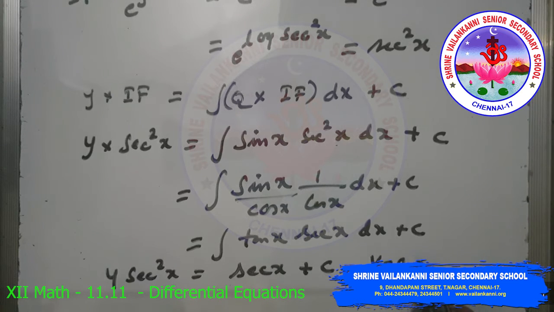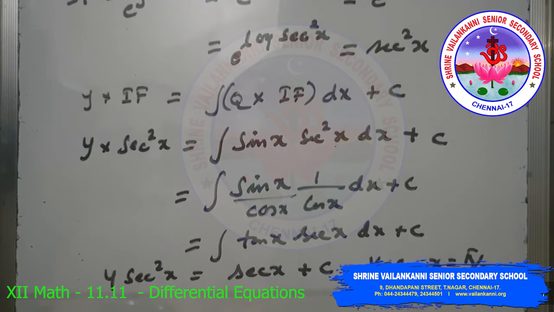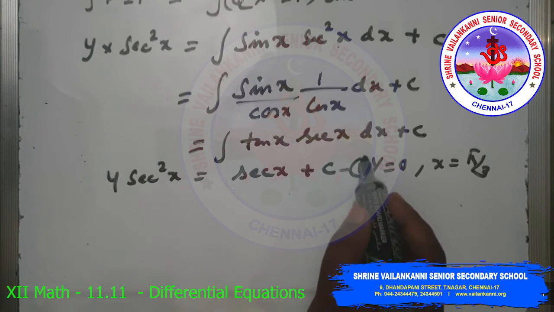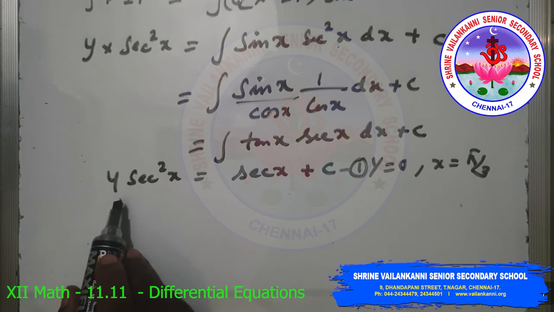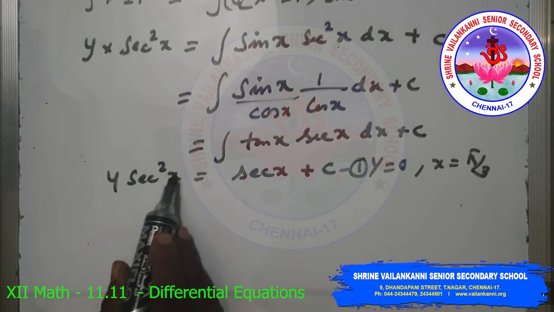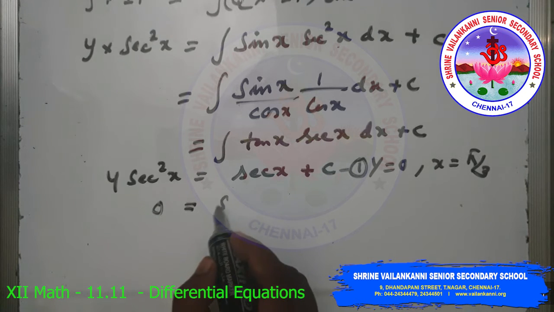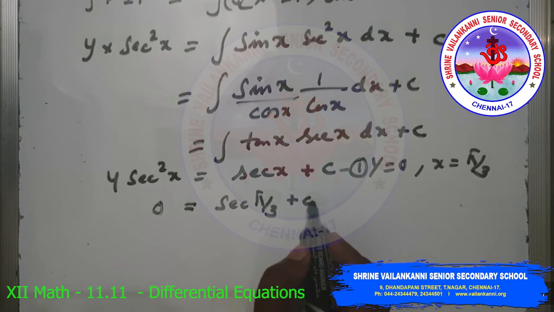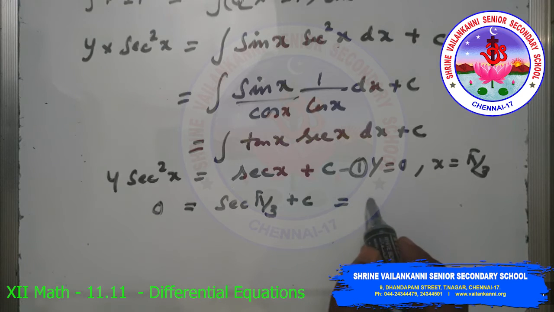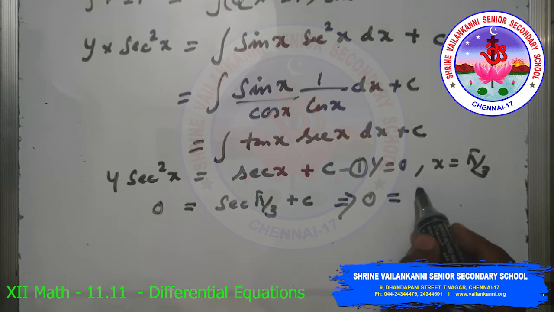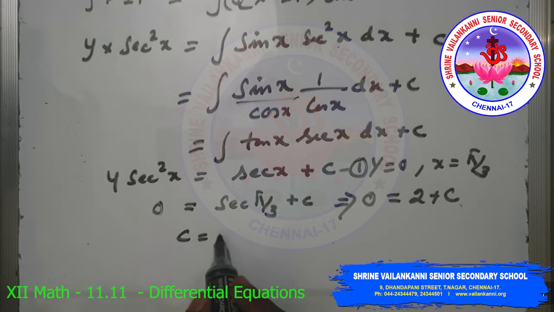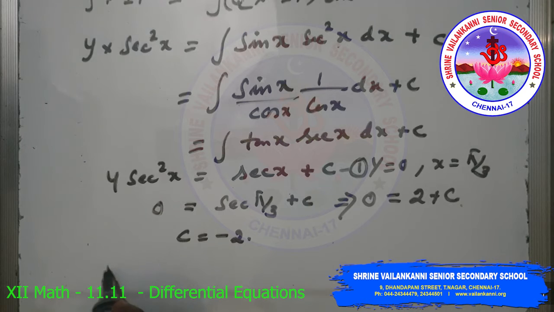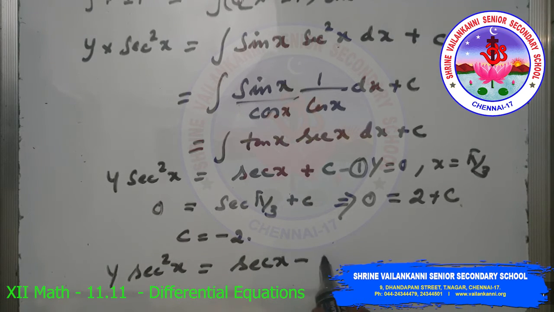Put y = 0 and x = pi/3. Substituting in this equation, which we take as equation 1, to get the value of c: 0 into secant square pi by 3, which is 0, equals secant pi by 3 plus c, so 0 = 2 + c, so c = -2. Substituting c = -2 in the first equation, we get y into secant square x equals secant x minus 2.